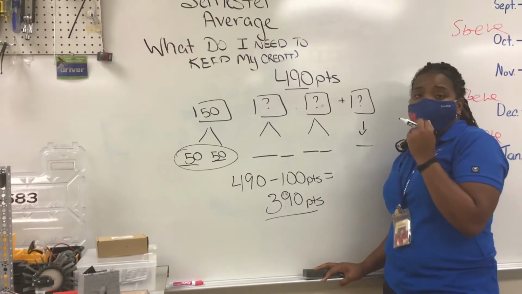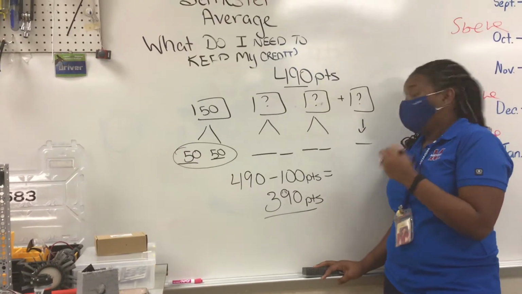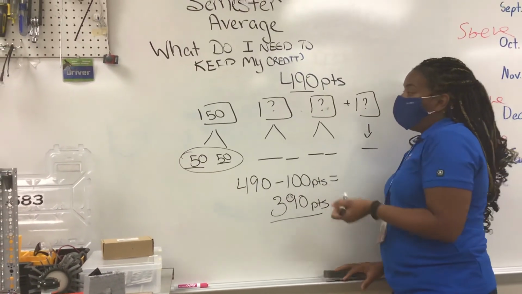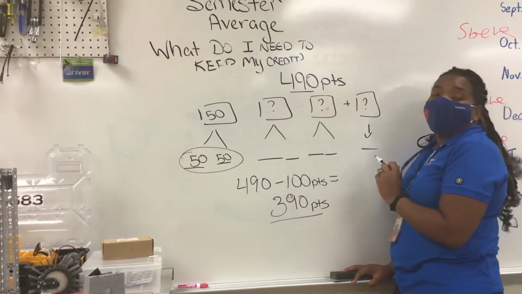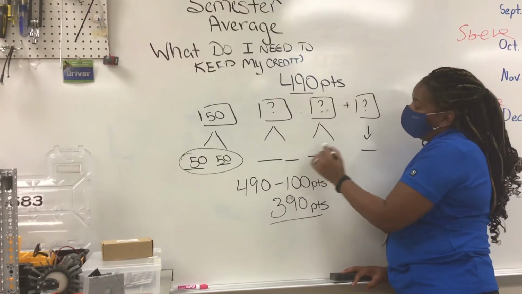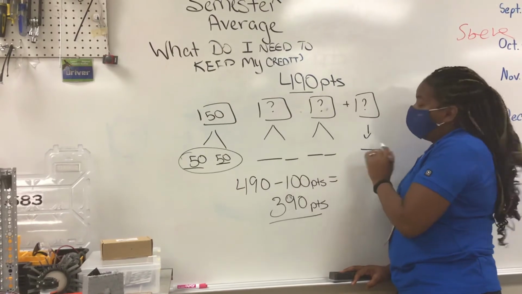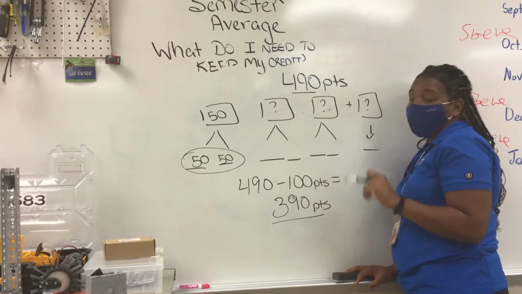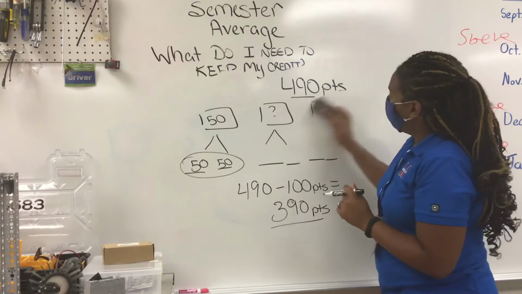How do I know what grade I need to get for the rest of the 6 weeks? Well, you're going to divide. But what number do we divide by? The number of grades we have left. We have 2 for the second 6 weeks, 2 for the third 6 weeks, 1 for the final. That's a total of 5 grades. So we're going to do some division.